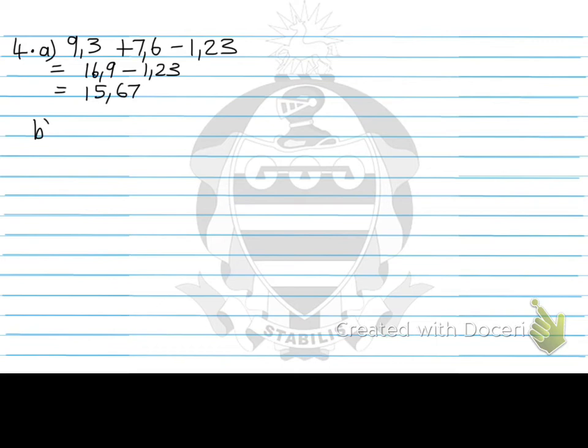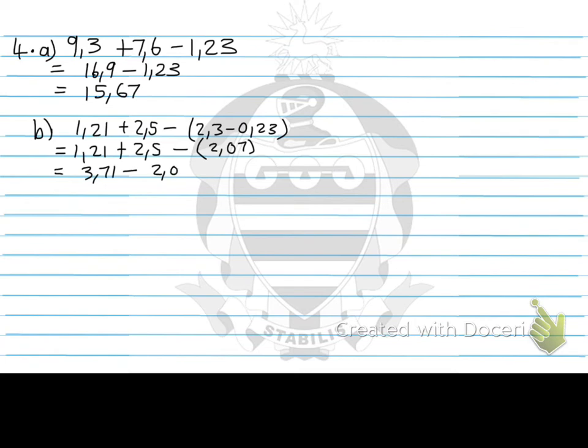Number B. First I have to do what's in brackets. So I'm going to leave everything else as it is. 1,21 plus 2,5 minus 2,07. That's the answer for what happened in brackets. 2,3 minus 0,23. Then I'm going to add 1,21 plus 2,5 is 3,71 minus the 2,07. That will give me 1,64.